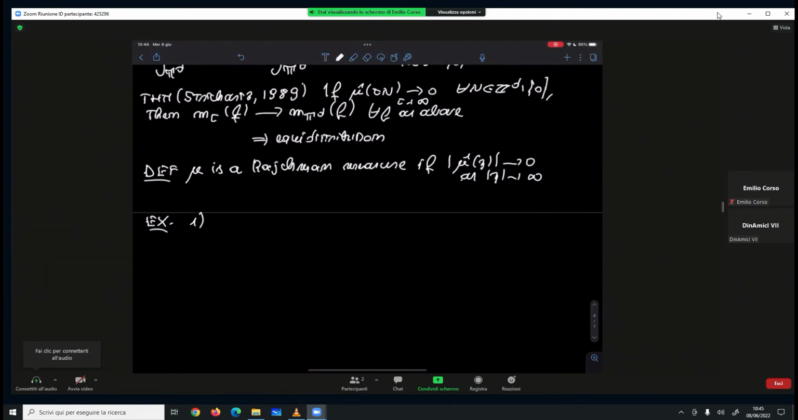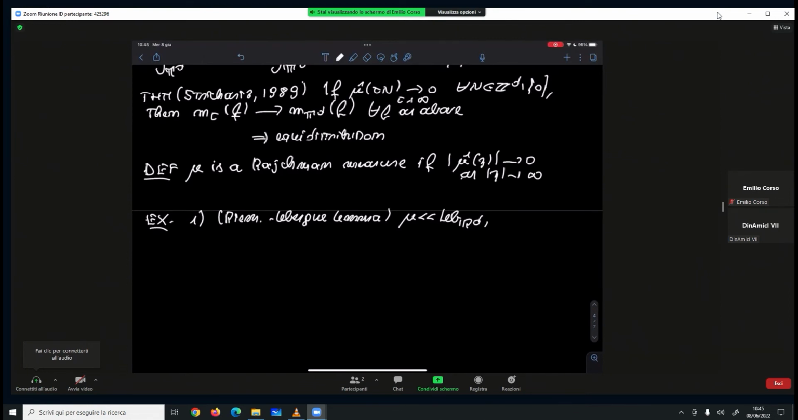So examples, well, of course, by the classical Riemann-Lebesgue lemma, if mu is absolutely continuous with respect to Lebesgue on R^d, well, then it is surely Rajchman. It's because its Fourier transform will coincide with the standard Fourier transform of its Radon-Nikodym derivative, and it tends to 0, as we all know. So this implies mu is Rajchman. This is a rather elementary example.